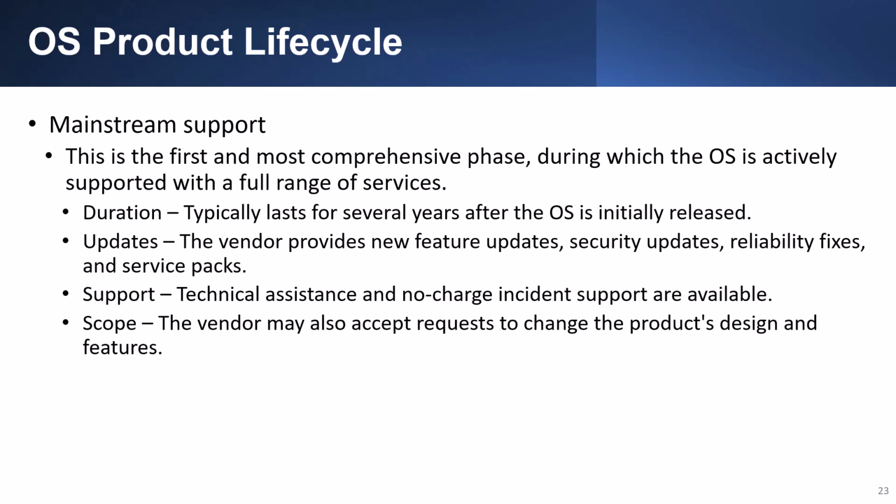Mainstream support is the first and most comprehensive phase, during which the OS is actively supported with a full range of services. The duration typically lasts for several years after the OS is initially released. The vendor provides new feature updates, security updates, reliability fixes, and service packs. Technical assistance and no-charge incident support are available. And the vendor may also accept requests to change the product design and features.